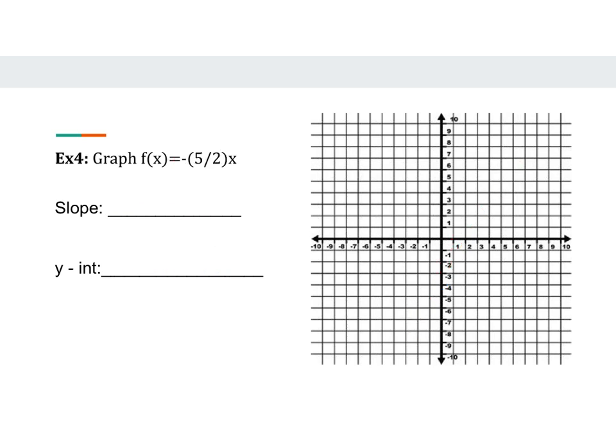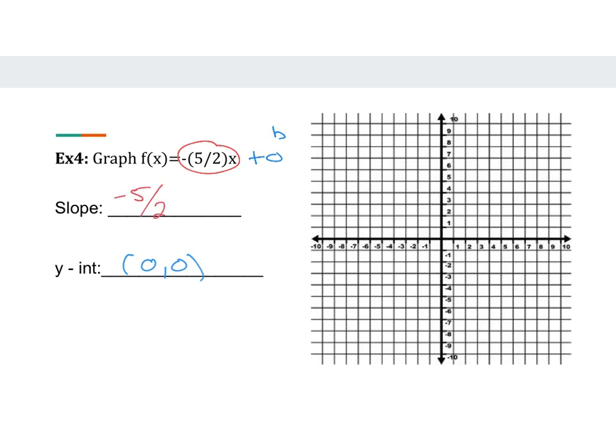Example 4 here, our equation is f of x is equal to -5 over 2 times x, and that's it. Since we don't have a value there for b, I'm going to do plus 0 to kind of help represent what b should be, which means if my b value is 0, then my y-intercept is going to be the point 0, 0. Looking at my equation, my slope, again, is that number I'm multiplying by x, which in this case is going to be -5 over 2.